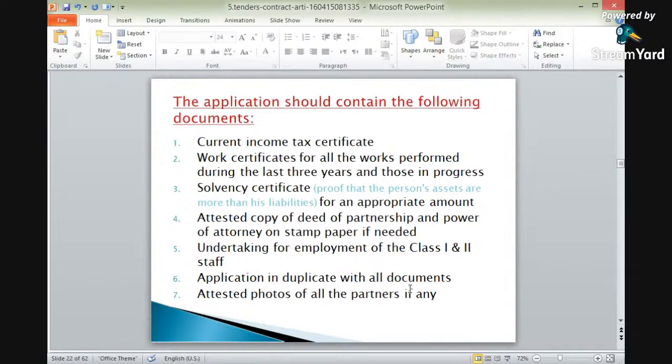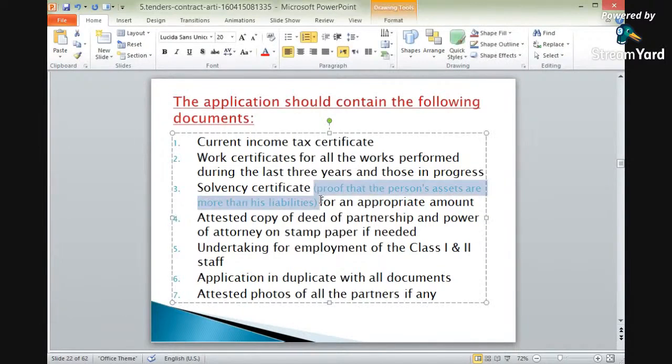Next, the second point is work certificates for all the works performed during the last 3 years and those in progress. Okay? So the history of the last 3 years of work which has been carried out, which type of work, what was the amount, what was the completion period, and the details of the last 3 years of work. Okay? The work completion certificate is also important. The work certificates for all the works performed during the last 3 years and those in progress are to be attached.